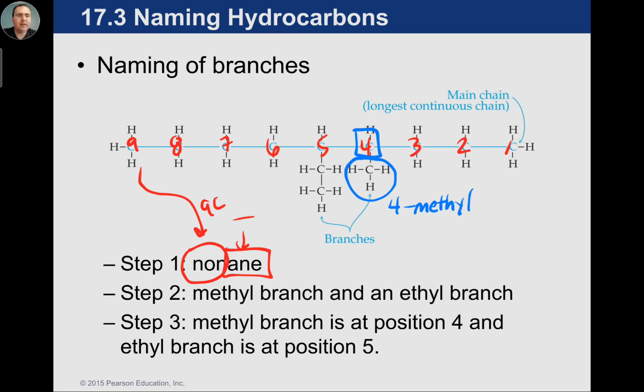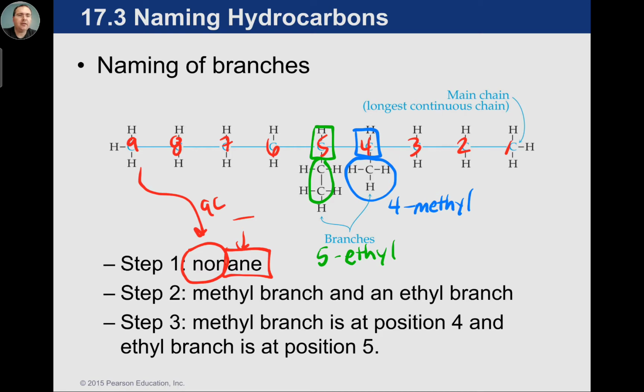Very similar with eth, with 2 carbons next door. Here we have 2 carbons at carbon 5. So 5 is the location. Numbers are always locations, and then words represent length. In this case, 2 is eth. If it were a parent, that would be ethane. But since it's attached to 9 carbons, which is a whole lot longer, we say ethyl.